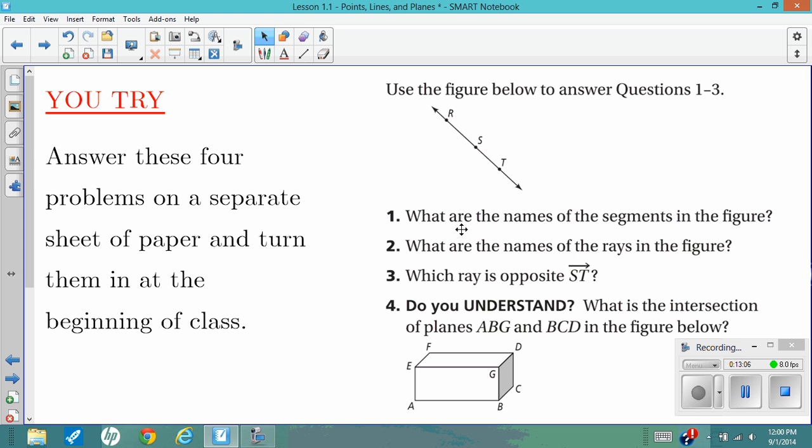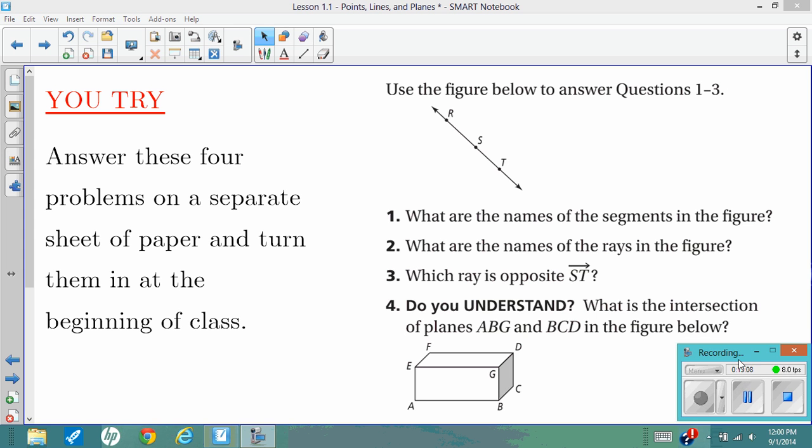At the end of every video, you're going to have a You Try. There are 1 to 5 questions that you should be able to do after watching the video. Do these on a separate sheet of paper with your name on top and be ready to turn them in at the beginning of class. You should also write down any questions that you might have after watching the video so that we can talk about them at the beginning of class and get things straightened out.